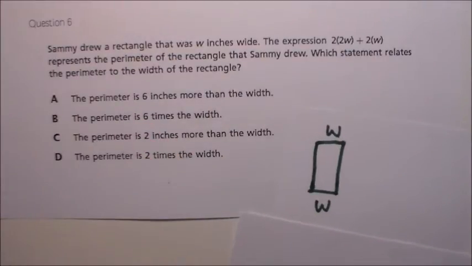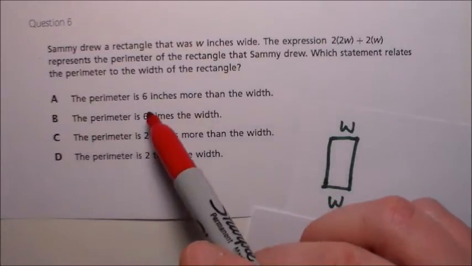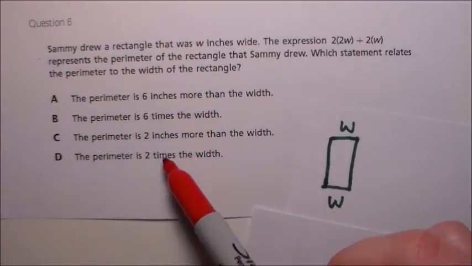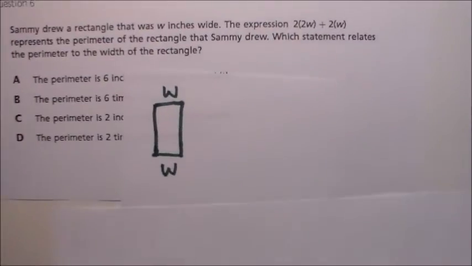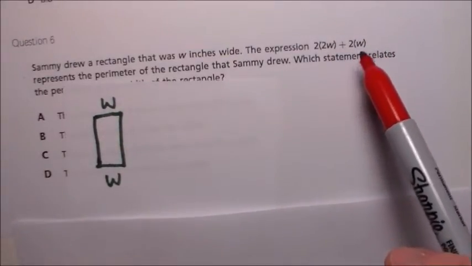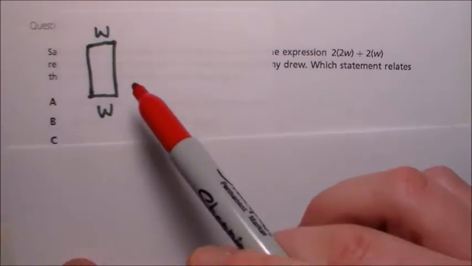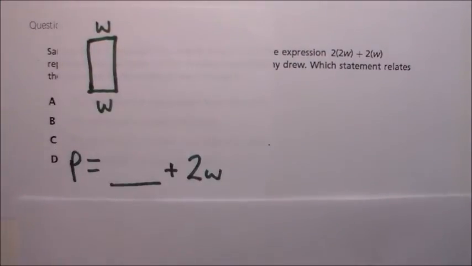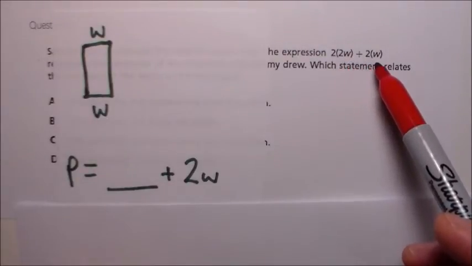Okay, so we're not really solving for x here. We're doing something a little weirder. But you see the perimeter is either 6 inches or 6 times, or 2 inches or 2 times the width. Okay, so let's try to work through this. We have the expression 2 times 2w plus 2w is equal to the perimeter. And here's our rectangle. So the perimeter equals 2 times 2w plus 2w.